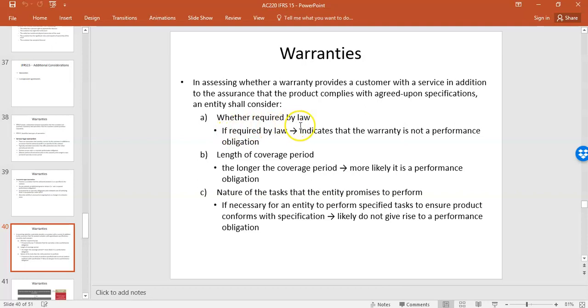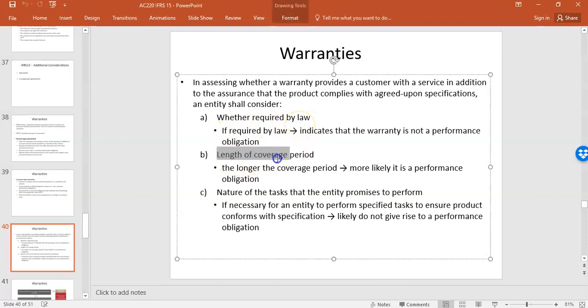So is it required by law? The length of the coverage period. So if it's required by law, it indicates that it's not a service type, it's more of an assurance type, because it's mandatory. The longer the coverage period, the more likely it's a service type warranty, which is adding extra value to the customer, and the nature of the tasks that the entity promised to perform.